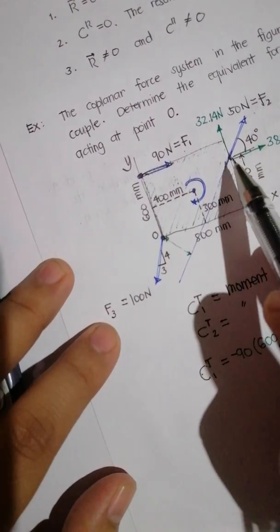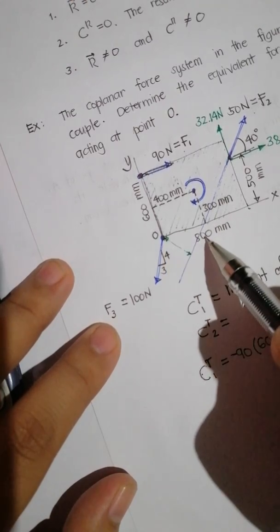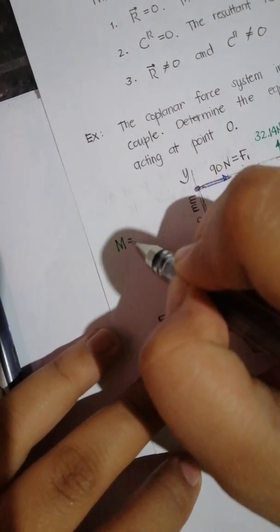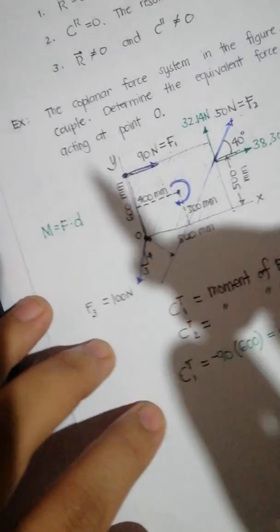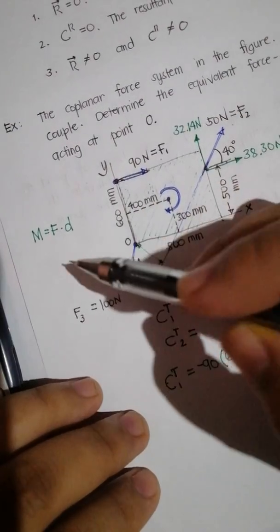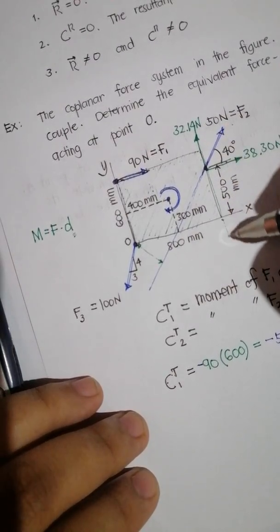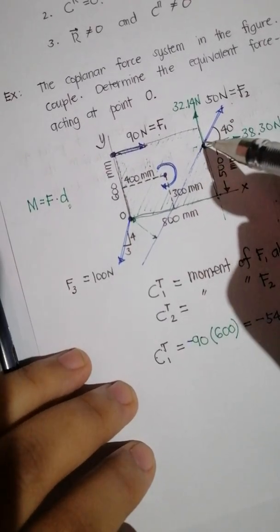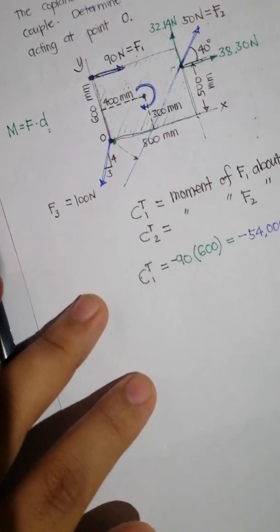Ayan. So itong 32.14 newtons, ang kanyang perpendicular distance about point O is 800. By the way, recap lang. Baka nakalimutan lang. Moment about a point is equal to force times its perpendicular distance. So, laging perpendicular distance. Ito yung scalar formula ng moment. So, kanyang perpendicular distance is the 800 mm distance. So, the rotation is counterclockwise, meaning it would be positive.